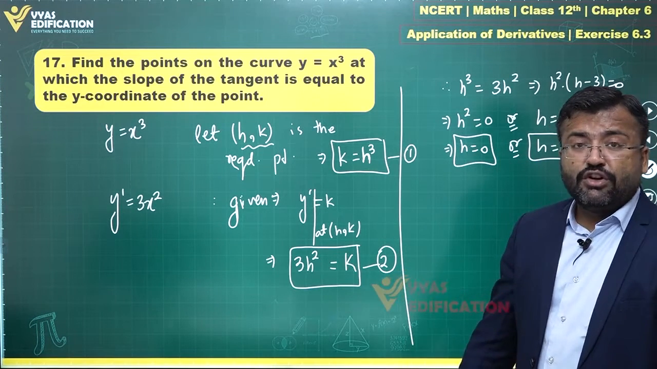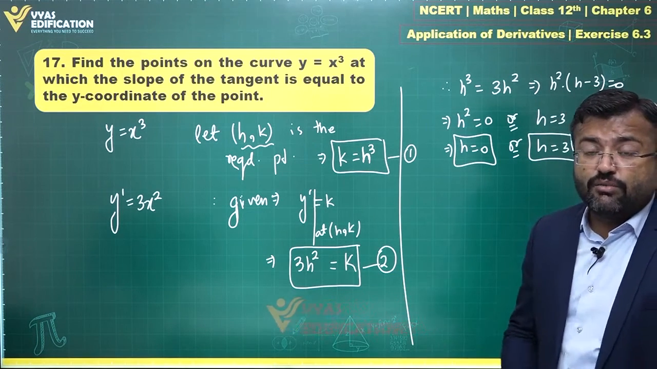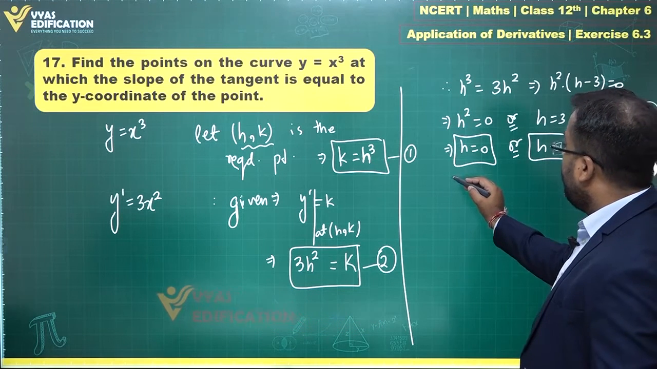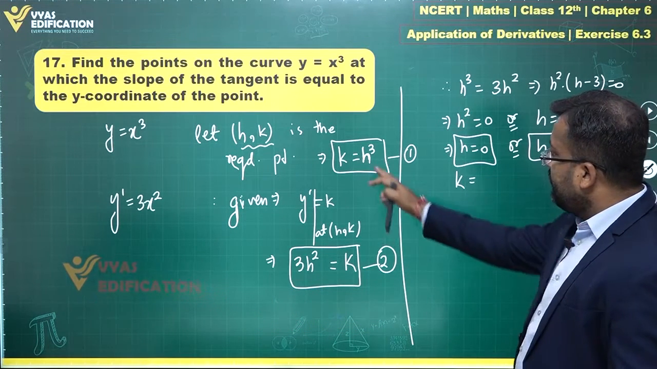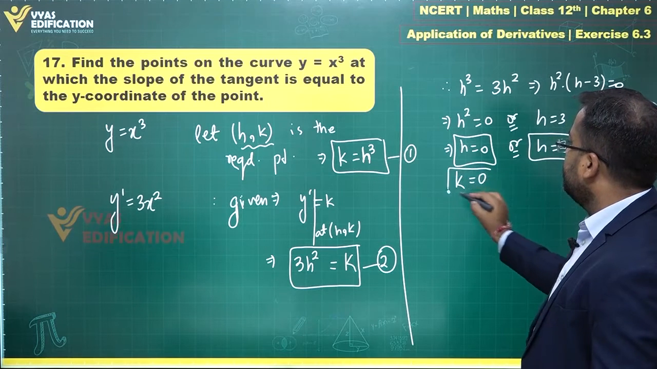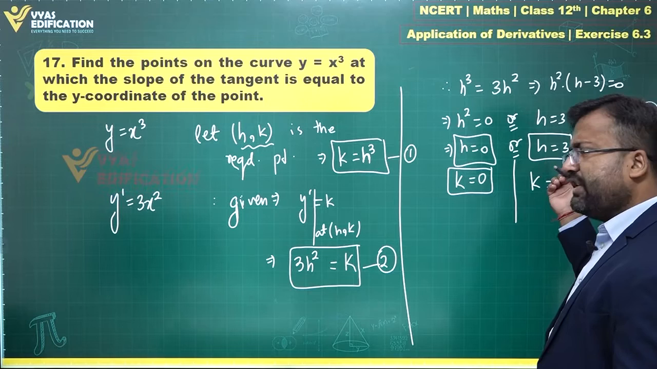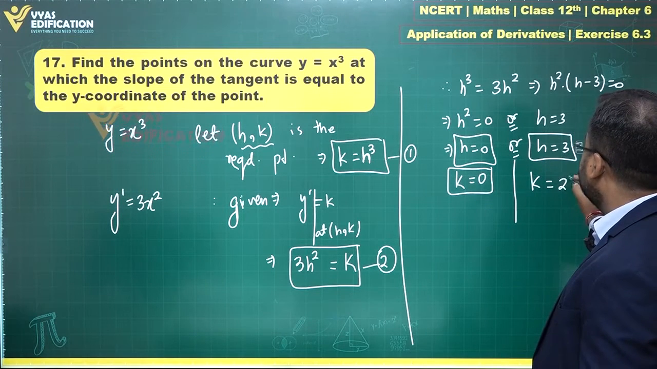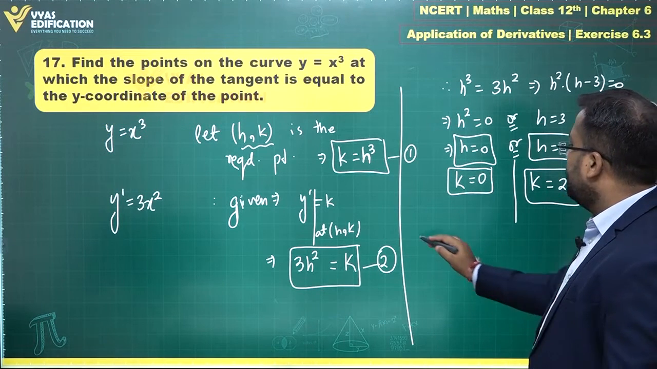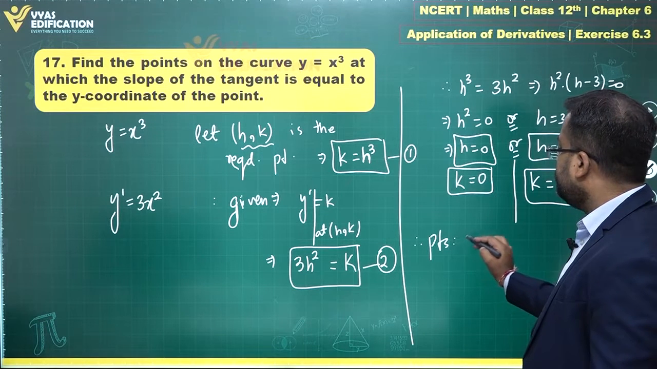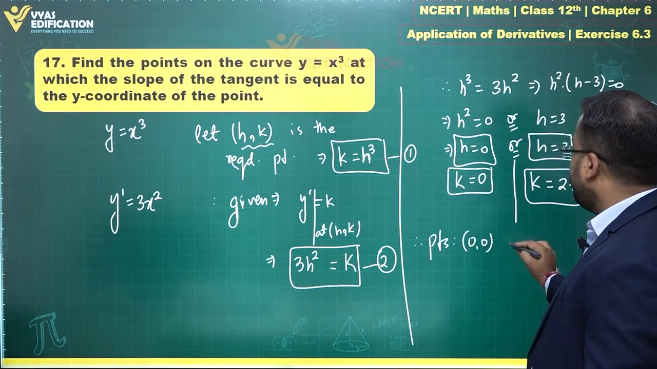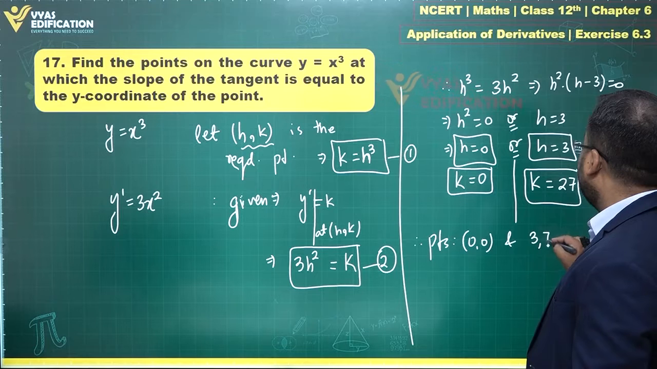But are these the points? No, these are only the x coordinates of the points. Let's find the y coordinates as well. k will be equal to what? k will be simply h power 3, which is 0. And here k will be equal to h power 3, which is 3 power 3, which will be 27. Therefore, the points are 0, 0 and h, k is 3, 27.